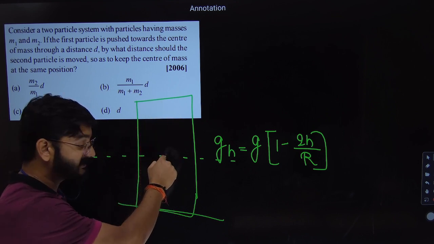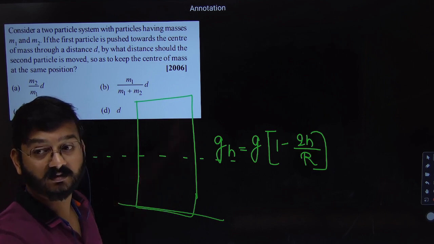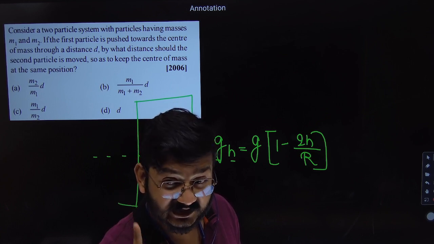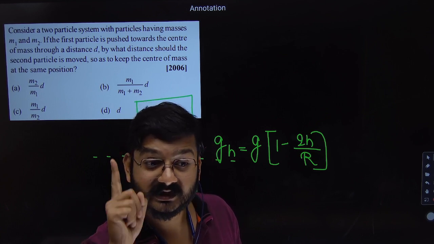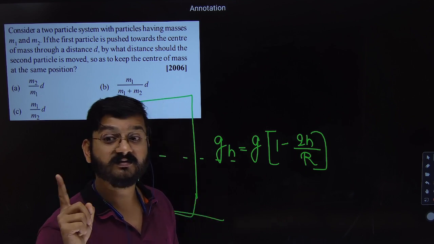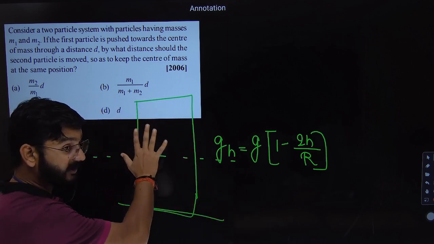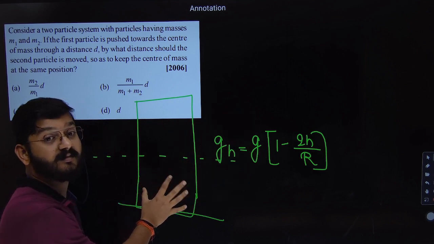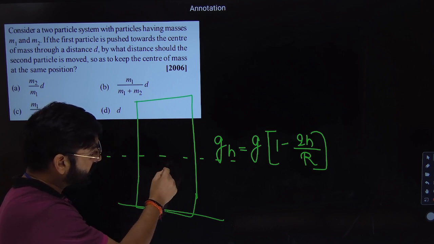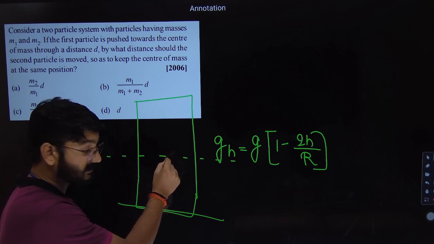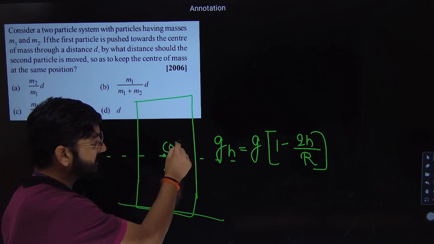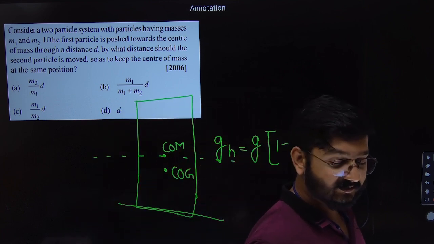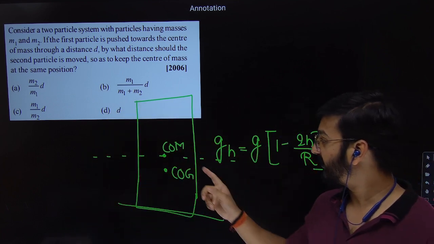So will the center of gravity be at the center or shift down? Shift down. But center of mass will be at the center, because g changing doesn't mean mass changes. Mass remains the same. Because g is changing, weight will be changing. The upper half's weight will be less because g is decreasing. The lower half's weight will be more because g will be more here. So center of gravity will be a bit down from the center of mass. If center of mass is at the center, center of gravity will be at a point which is below. So this is a simple example to explain when they will be different.